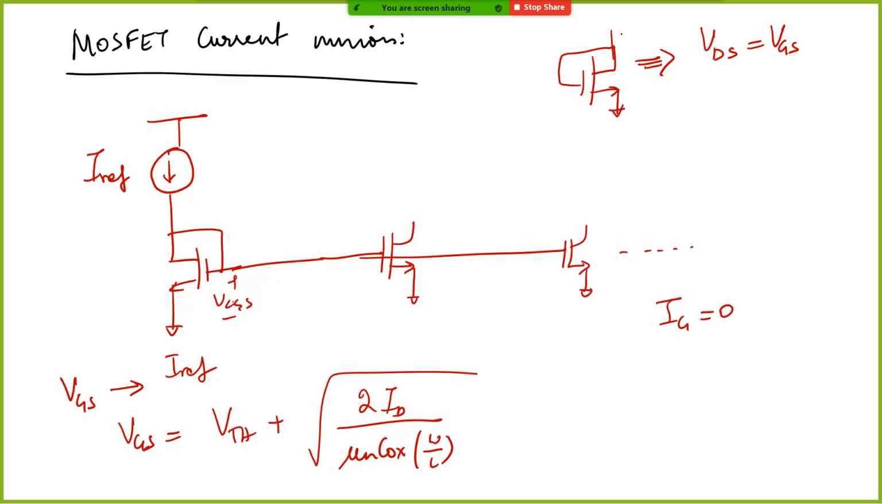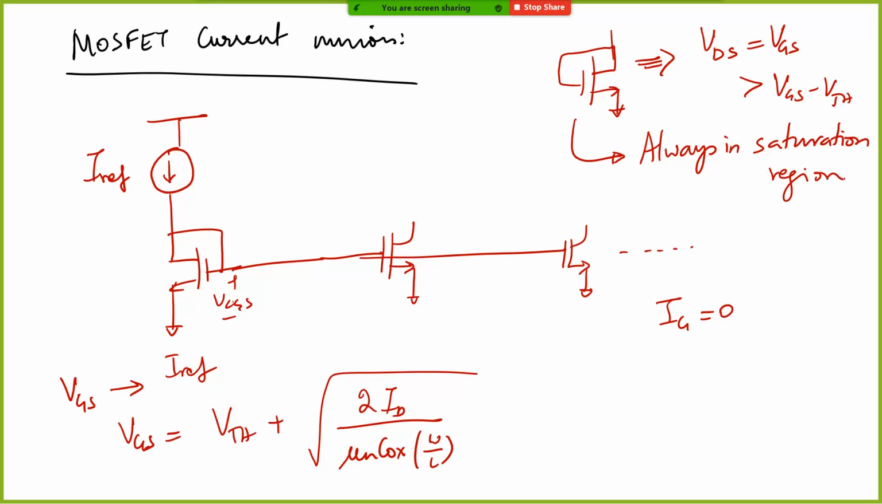Because the drain and gate are connected, VDS is equal to VGS, which means that it is always greater than, not even equal, it is always greater than VGS minus VTH. Which means that a diode connected transistor is always in saturation.